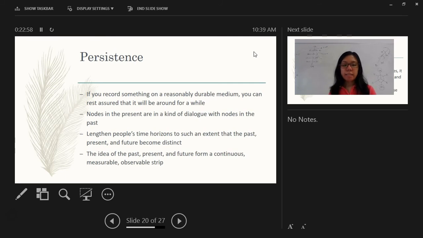In this social practice, it lengthens people's time horizons to such an extent that the past, present, and future become distinct. And because it has a historicized social practice, the cultural value it makes is temporalism. In this temporalism, the ideas of the past, present, and future form a continuous, measurable, and observable strip.